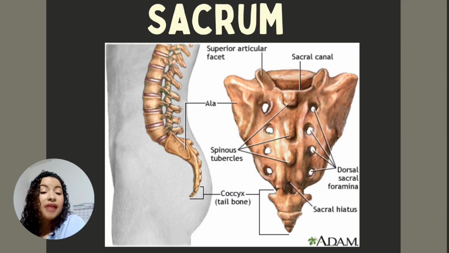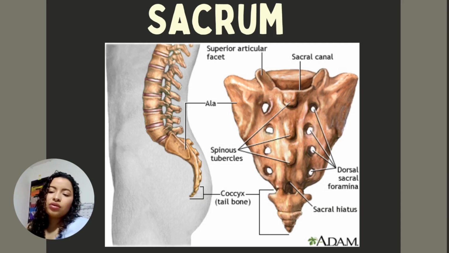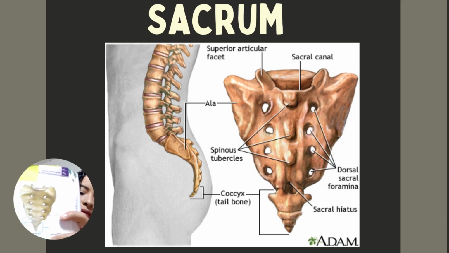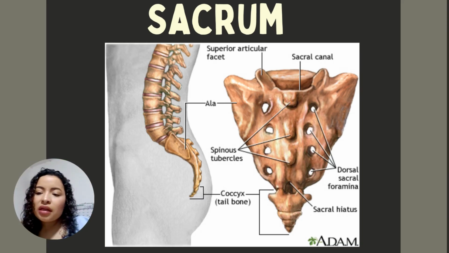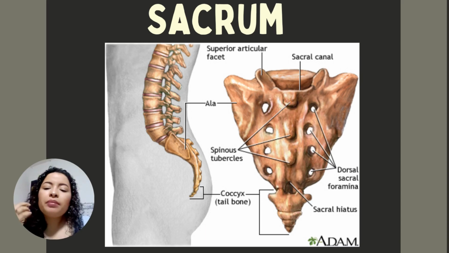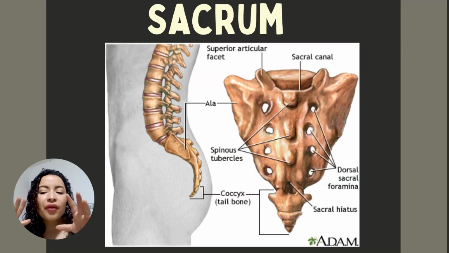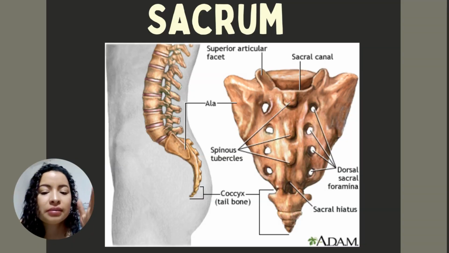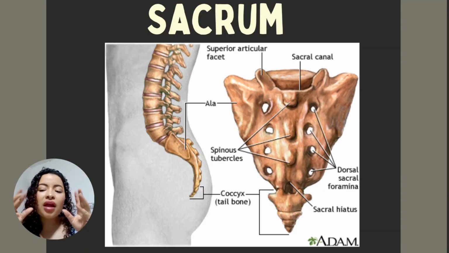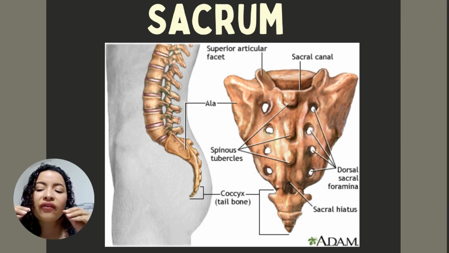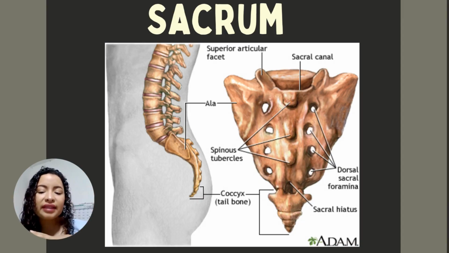Sacrum. The sacrum consists of 5 fused sacral vertebrae. It is located between the lumbar spine, at the lumbosacral angle, and the coccyx, and forms the back part of the pelvis. Its main function is to transmit the weight of the upper body to the pelvis and then to the lower limbs. The sacrum has a base and apex, and pelvic, posterior, and lateral surfaces.